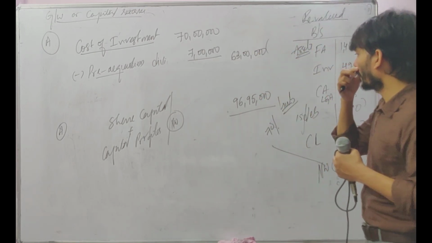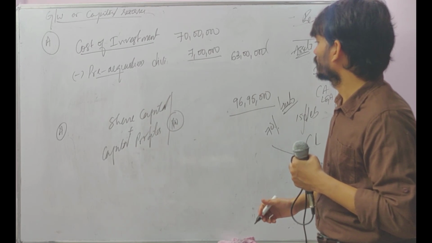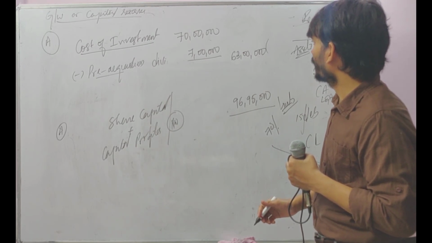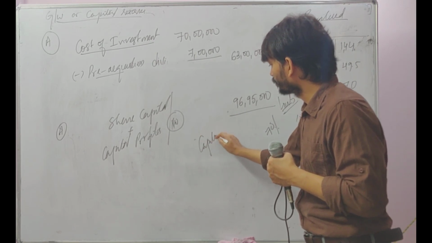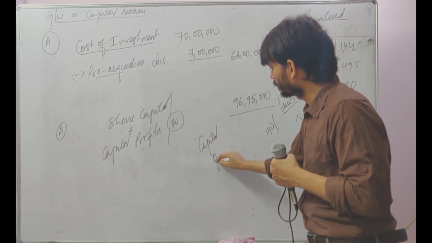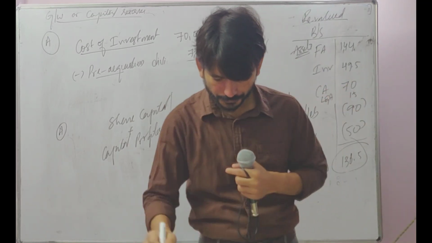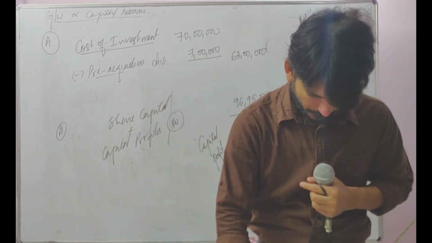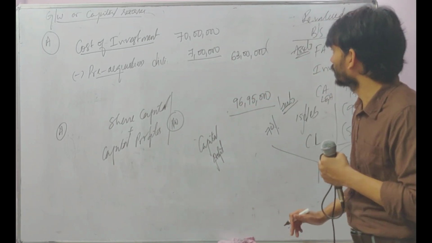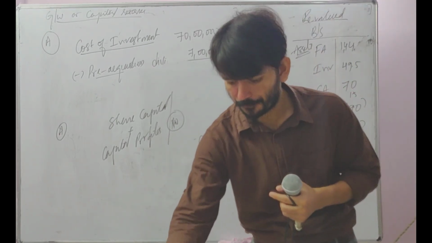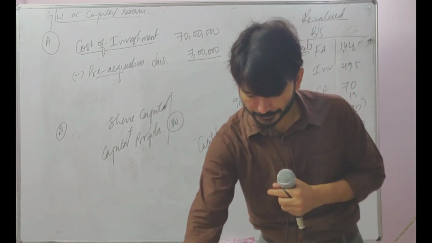So the remaining, whatever is coming, are you paying more or less? You are paying less, you are getting more. So it's a capital profit or capital reserve. 36.35. Okay. 33.95.